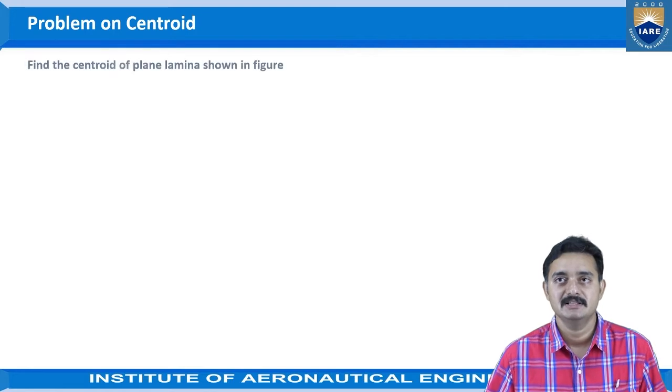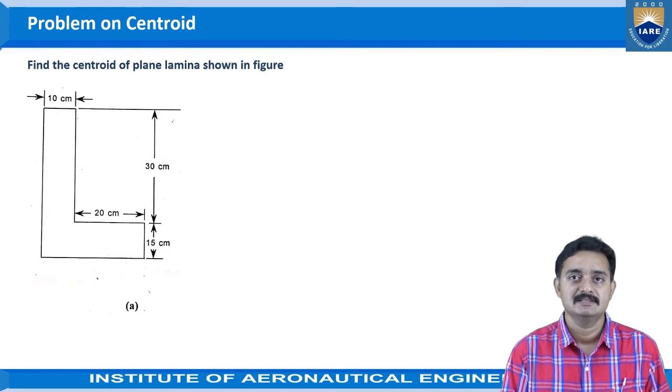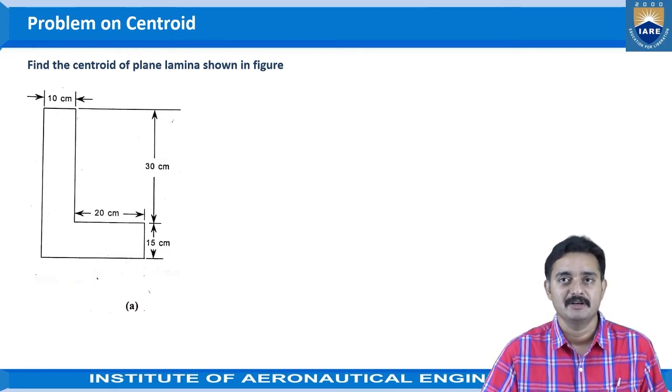Let us first see the problem given. Find the centroid of the plane lamina shown in the figure. This is the figure given. So this is the shape of the L, right? This is called the L-shaped lamina.